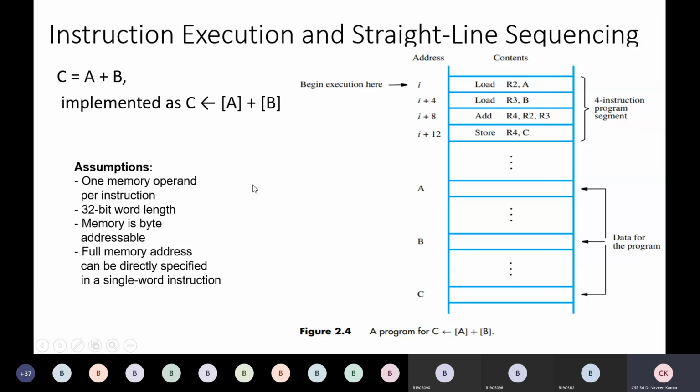Okay, so these are the few assumptions. 32-bit word length. Memory is byte addressable. What does it mean that memory is byte addressable? For every byte an address is given, then we call memory byte addressable.